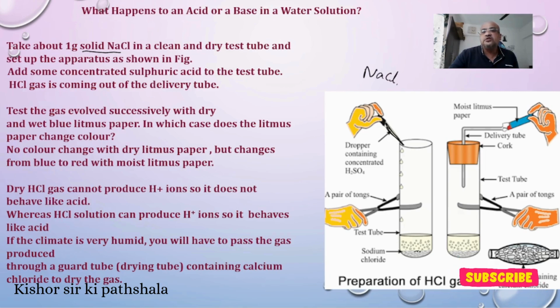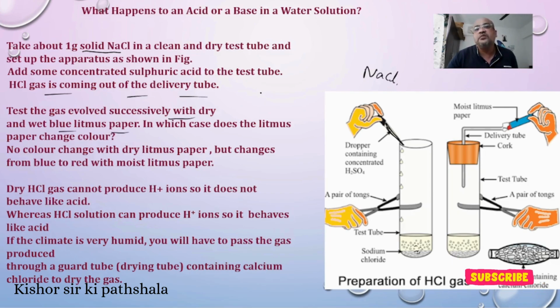Here you see the sodium chloride is there. Then we are attaching a delivery tube via a cork. Now a gas is coming out of it. Hydrogen chloride gas is coming out of the delivery tube, that is, the HCl gas. Now test the gas evolved successively with dry and wet litmus paper.